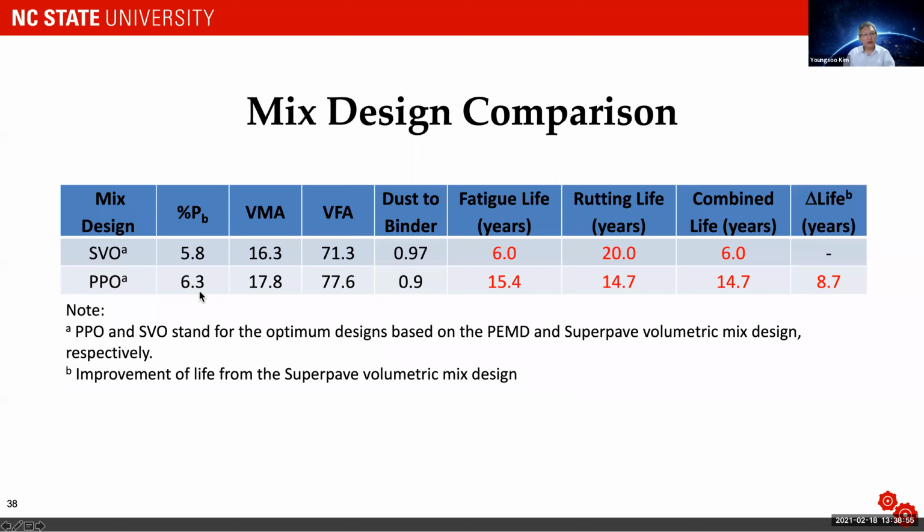Asphalt content increased, and Superpave volumetric optimum fatigue life was 6 years, rutting life is 20 years. But when you combine them together, of course, fatigue cracking governs. So that Superpave volumetric optimum will have 6-year life, but by balancing fatigue and rutting together, we can get 14.7 years, and there's about 8.7 years of increase in performance by doing the PEMD.